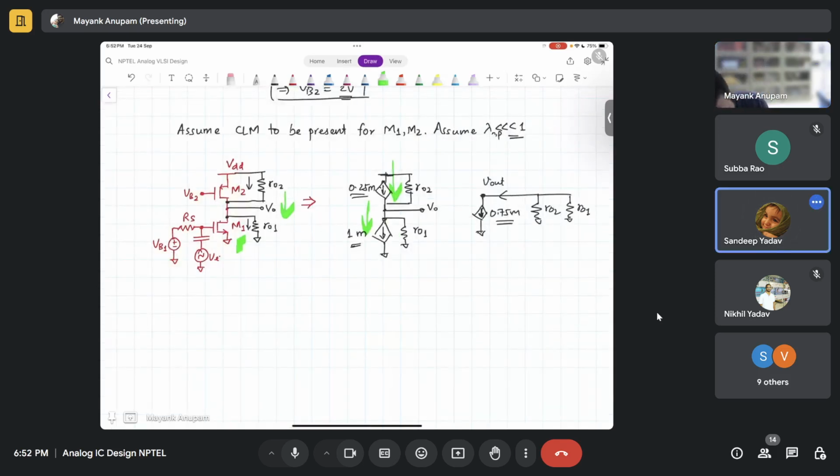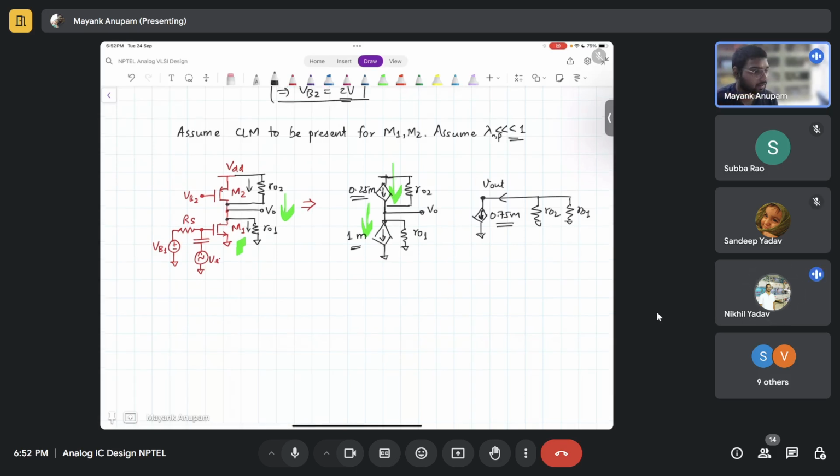Yes. So what is going to happen for M2? The drain voltage is going down. So what is going to happen for pMOS? If the drain voltage goes down, the current has to increase, right?